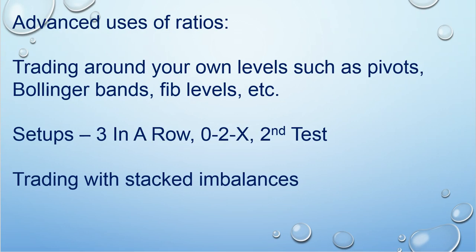Now, there are advanced uses of ratios. You can trade around your own levels. So there's pivots, Bollinger Bands, fib levels, etc. And if you have your way of choosing support and resistance, look at the ratios when price gets there. What's the market doing? Are those prices being defended? Are prices being rejected? It will help you take better trades.